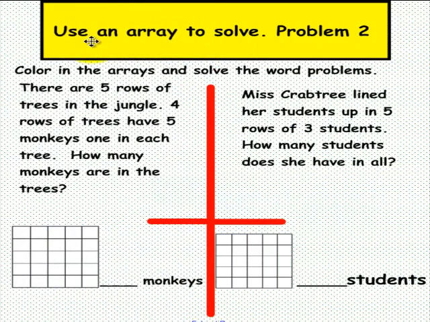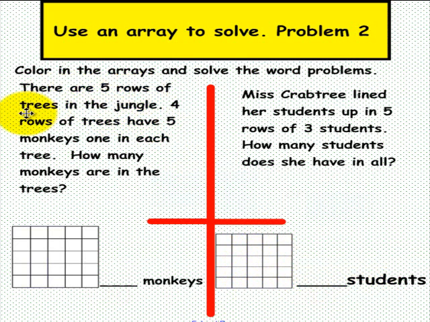Problem 2. Use an array to solve. What we'd like for you to do is to color in the array and solve the word problems listed below. You notice we have an array over here on the left for the first problem, dealing with monkeys, and we have an array on the right for the second problem, dealing with students. Let me read the word problems to you.